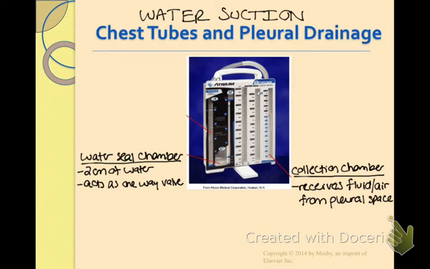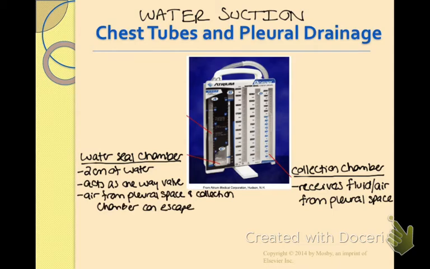So it allows air to basically come in and go through the collection chamber and escape out, but it doesn't allow air back in. So think of it kind of like you're swimming in a pool and you put your head underwater and you blow a bubble. You can blow a bubble and it will go up to the surface of the pool and escape, but you can't push that bubble back down underwater to you. So it allows that air and the fluid to get out, but the water seal makes sure that air can't go back into the system. So it's a one-way valve.